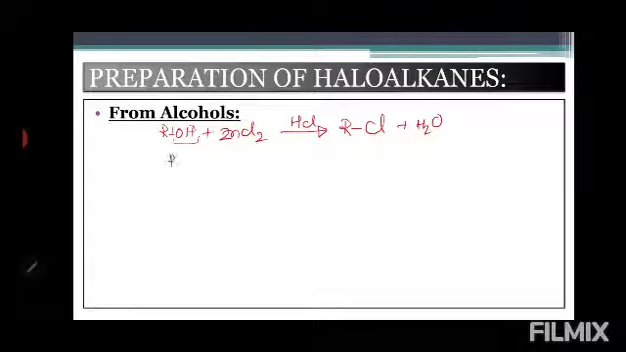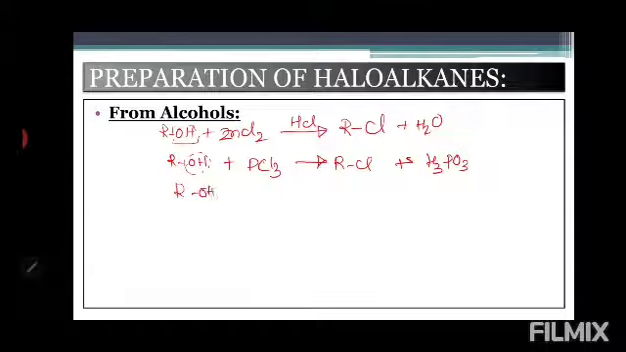Similarly, again this alcohol we can treat with phosphorus trichloride. Then what happens is you will again get OH replaced by Cl, and you will get H3PO3. Similarly, when it reacts with phosphorus pentachloride, it will give the same main product, chloroalkane, and the byproducts are POCl3 and HCl. So again here also OH is replaced.